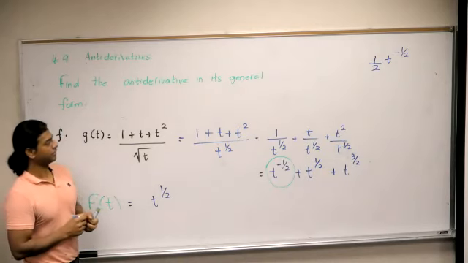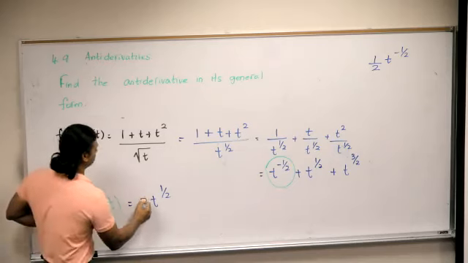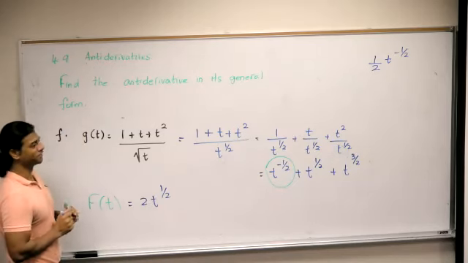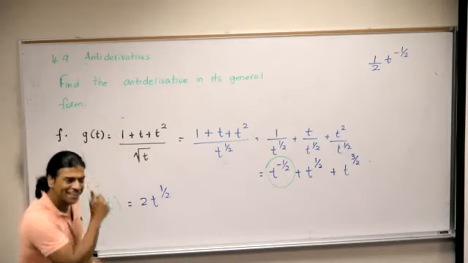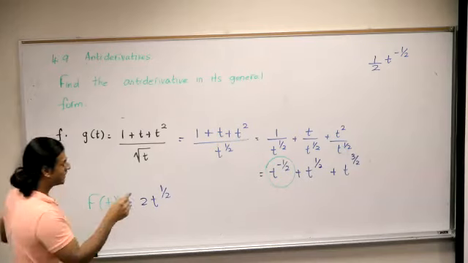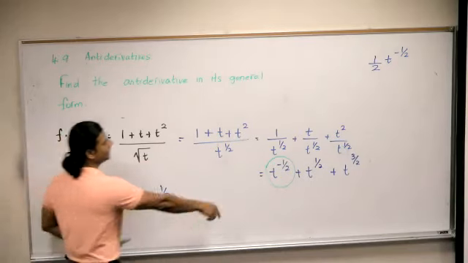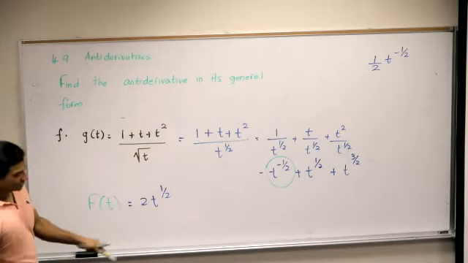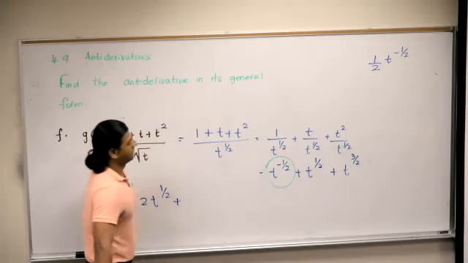Put a 1/2. What's 1/2? 2. Because the twos then cancel. Exactly. So if I took the derivative, the 2's will get cancelled, and I get t raised to -1/2. Moving on to the next.